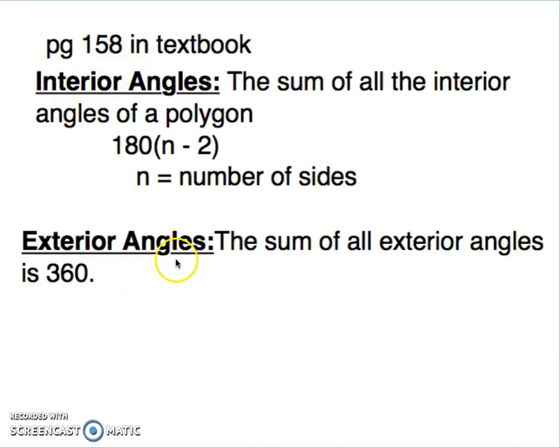Exterior angles all have to add up to 360, no matter what kind of polygon it is. So the sum of all exterior angles is 360.